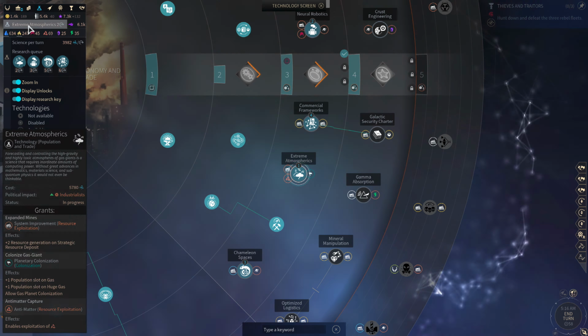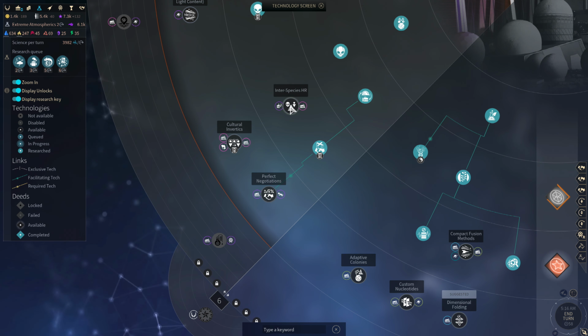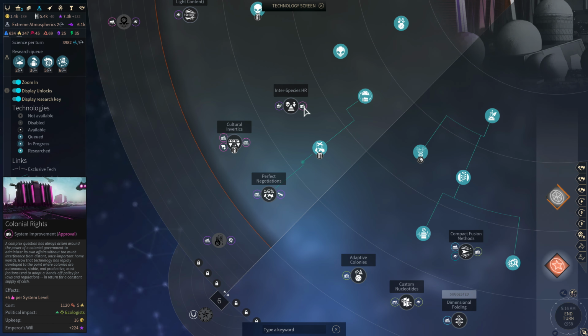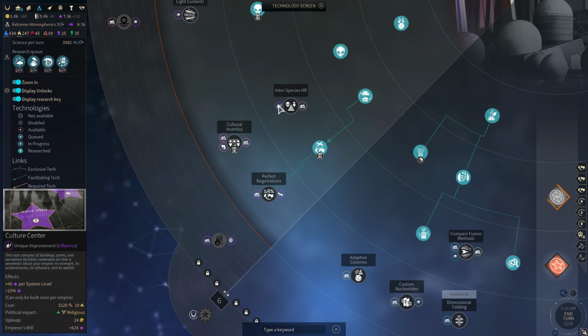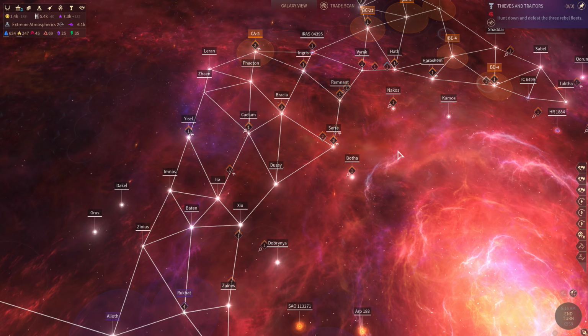That makes me want to get this, and I could probably build that only on those systems that have no luxury resources. That might be a thing I do just to give them a little bit more approval, kind of get them into the same neighborhood as my other systems that do have luxury resources.